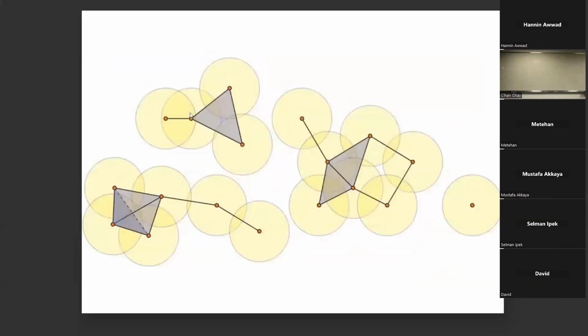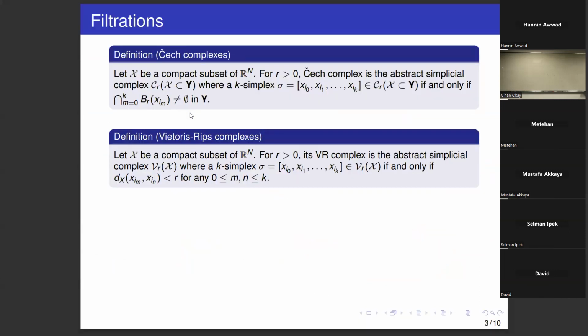Vietoris-Rips complexes are a little bit different, and most applications use Vietoris-Rips complexes. I'm going to explain why.